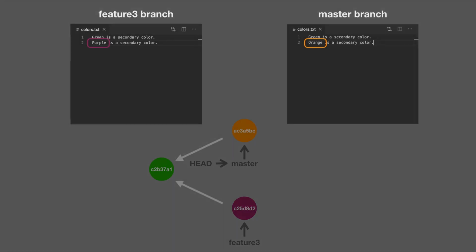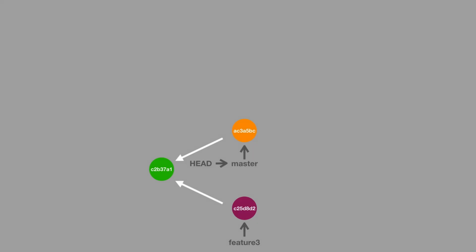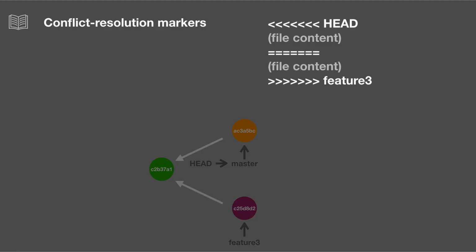So let's see. Here we can see the changes we've made to the colors.txt file in the feature 3 branch and the master branch. In the feature 3 branch, we mentioned that purple is the secondary color, and in the master branch, we reference orange as a secondary color. So this time around, when we try to merge the feature 3 branch into the master branch, we're going to have a merge conflict. So what's going to happen is we're going to have conflict resolution markers around the content that has been changed. We're going to have to decide which content to keep.